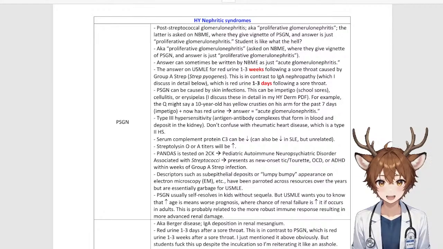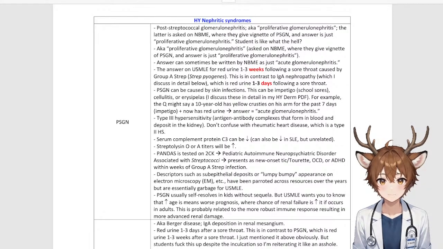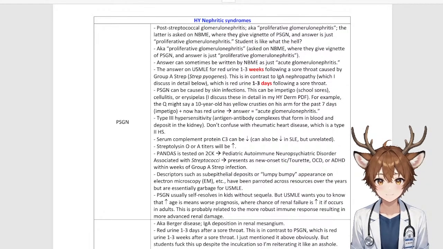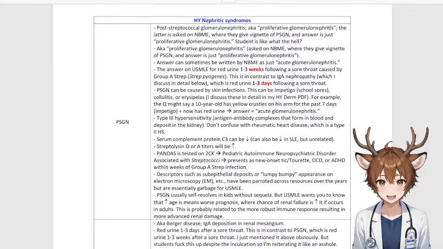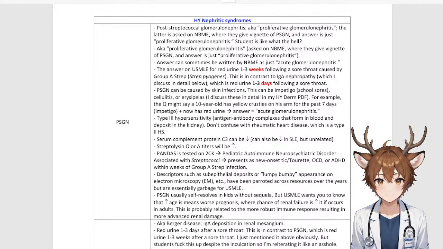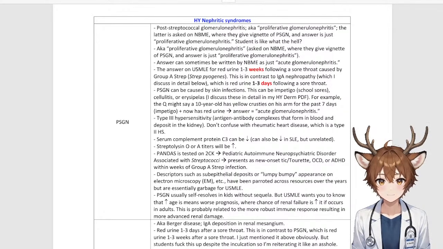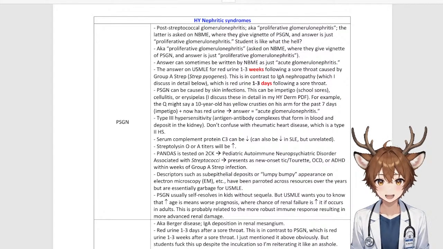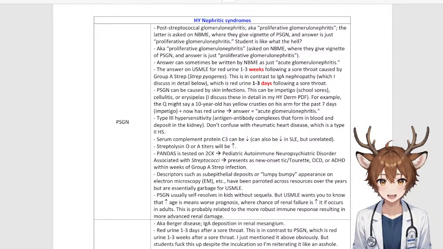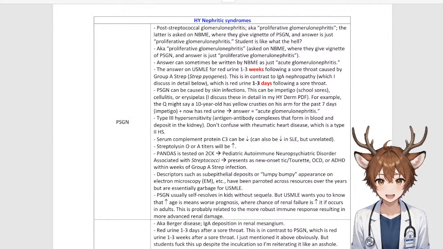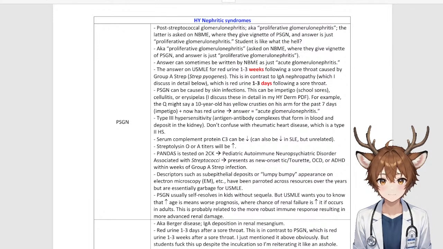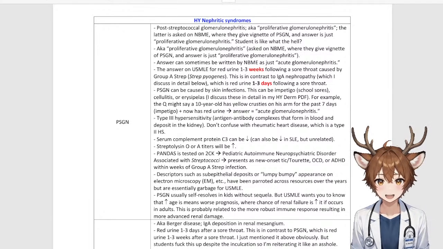Hypersensitivity reaction. Some sort of hypersensitivity, I would assume. Type 2 HS. Serum complement protein C3 can also be decreased in lupus, specifically SLE, but unrelated.